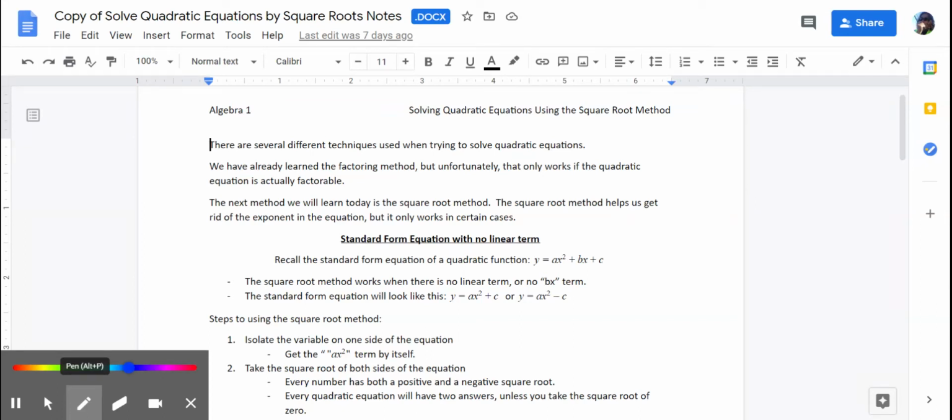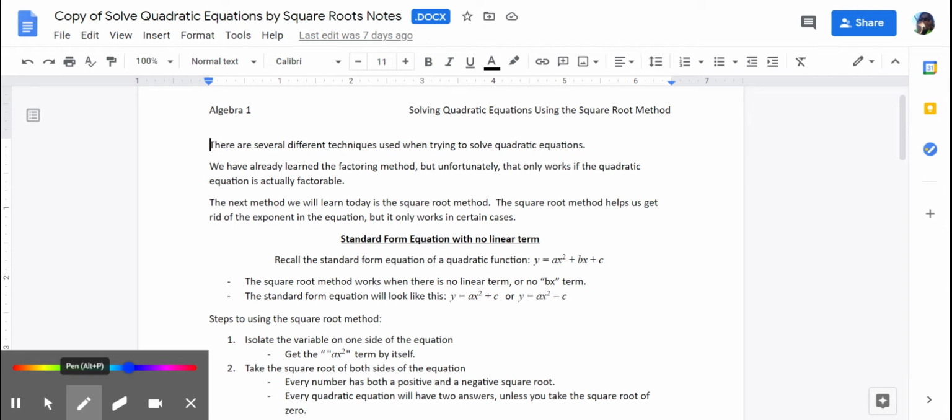So far we have solved using factor form, and yesterday we simplified square roots. So why are we going to simplify square roots? Why take so much time to work on operations of square roots and simplifying? Because today's lesson we're going to focus on how to solve quadratic equations using the square root method.